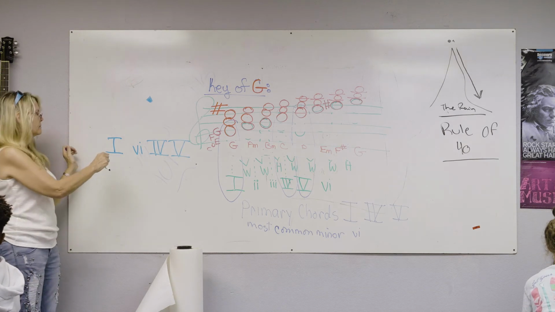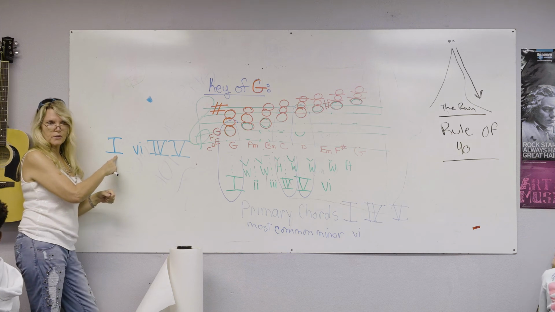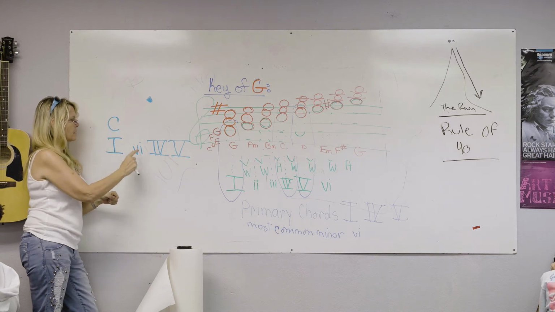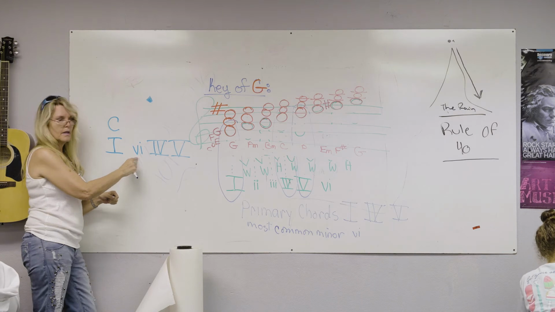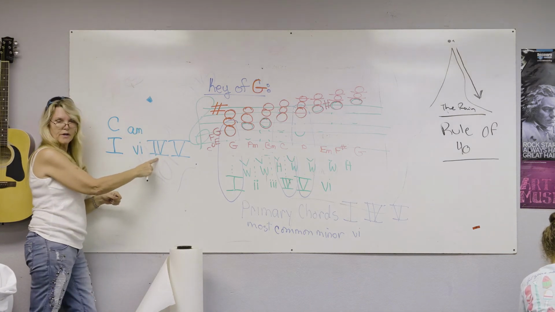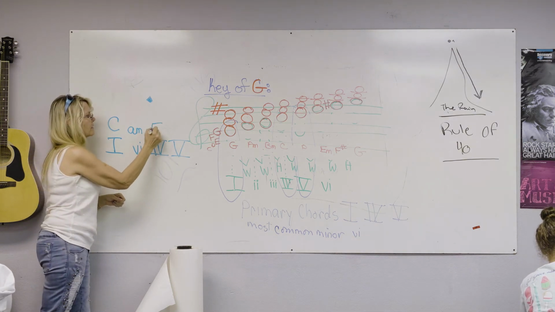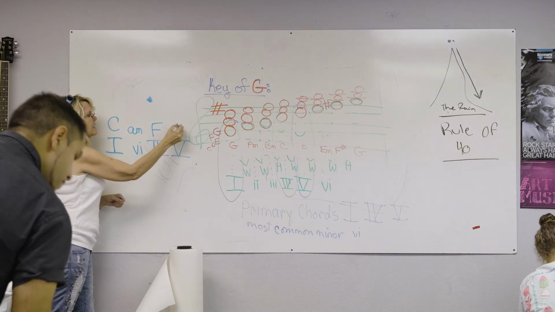Are you looking up here? 1, because this is numbers. You've heard music is numbers. 1 is what in the key of C? C. 6 is what in the key of C? A minor. 4 in the key of C is what? F. 5 in the key of C is what? G.